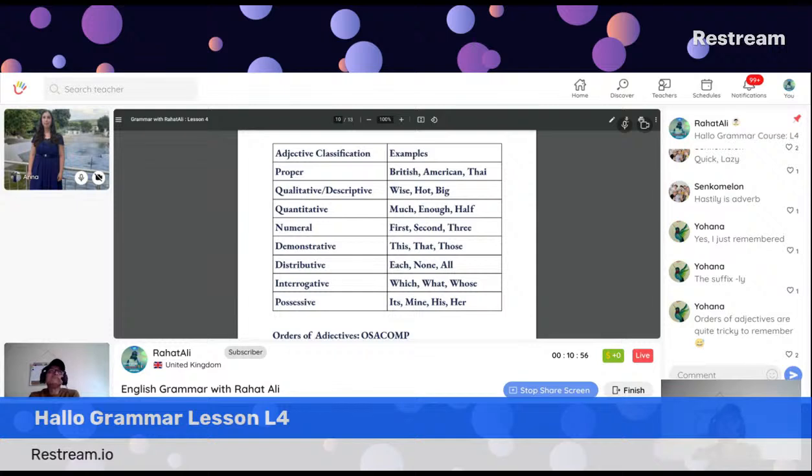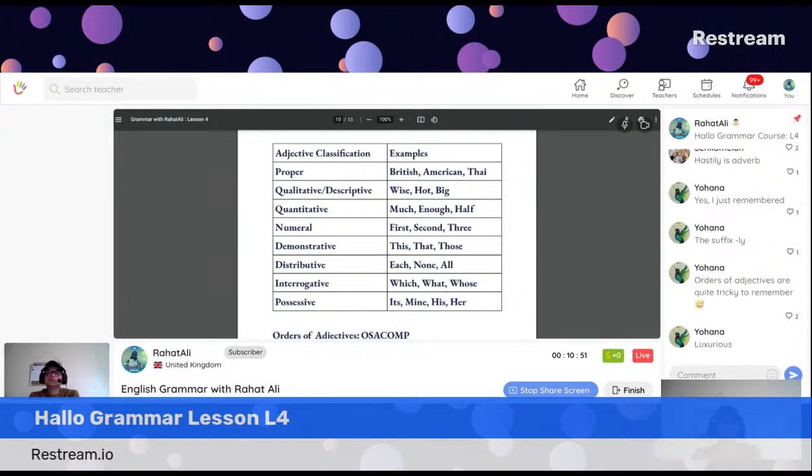It's like a quality of a human. We lost her. So quantitative is like a number: much, enough, half. And numeral is similarly ordinal numbers: first, second, three, two. And demonstrative again: this, that, these, those. Distributive: each, none, all. Oh, I lost Anna. Possibly she might have some issues. So if you are still here, Anna, you can join. We have got 11 minutes more.